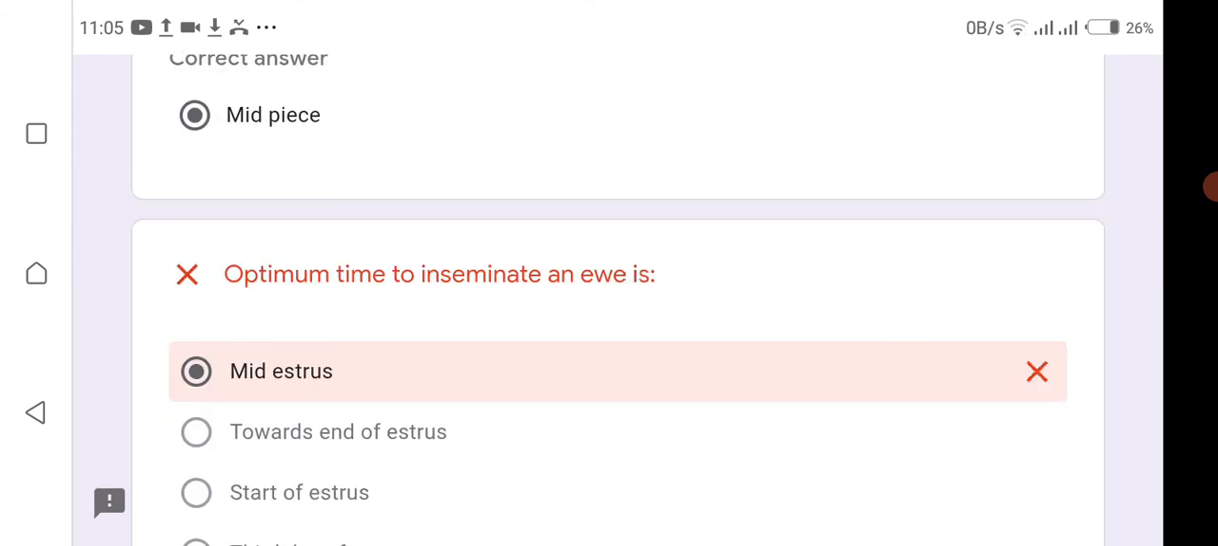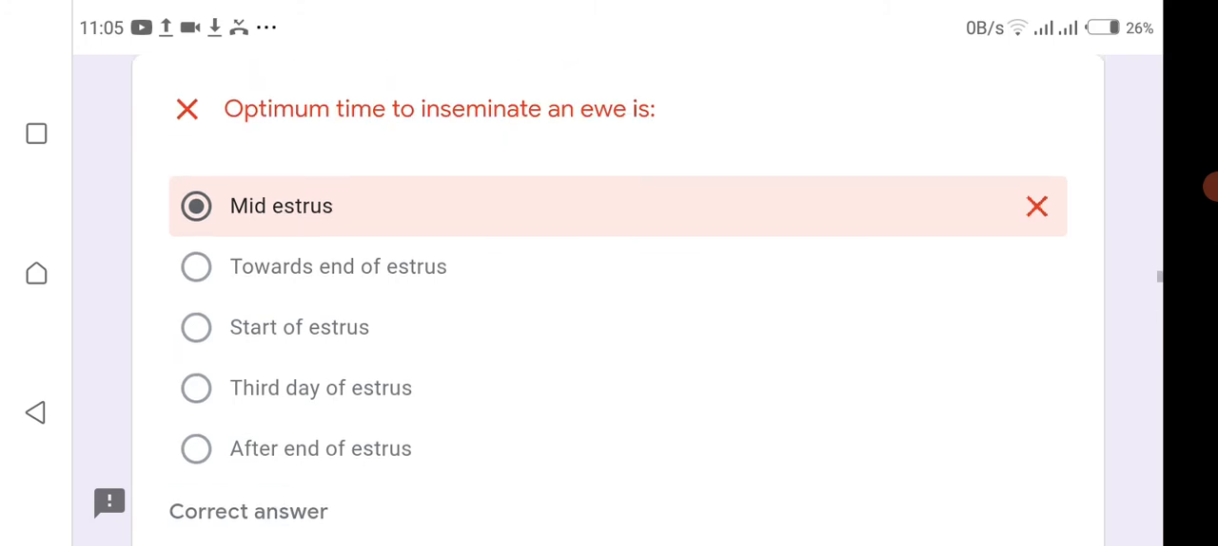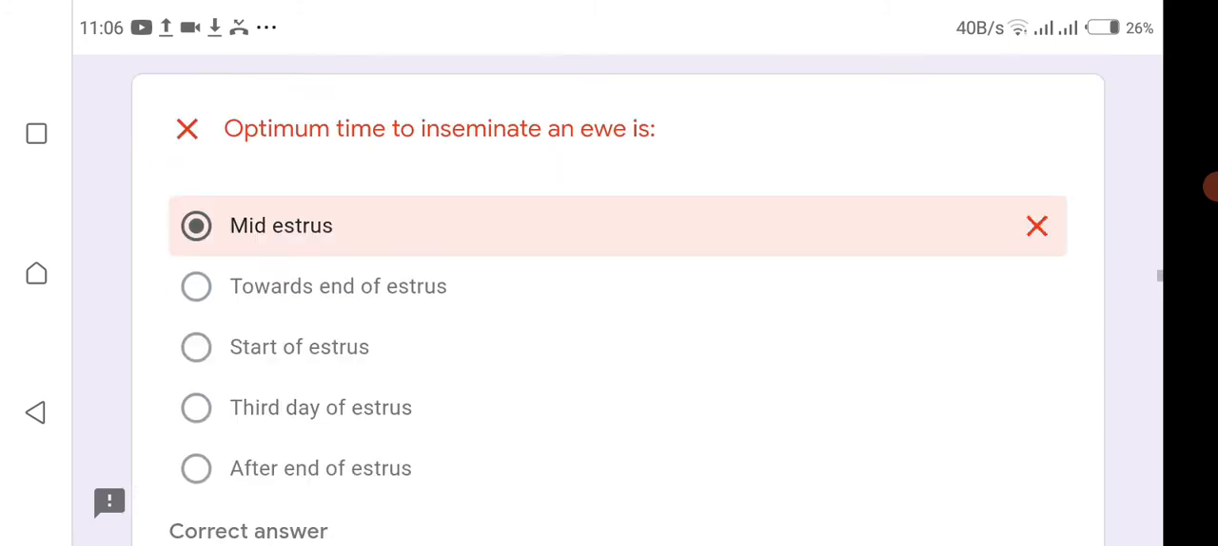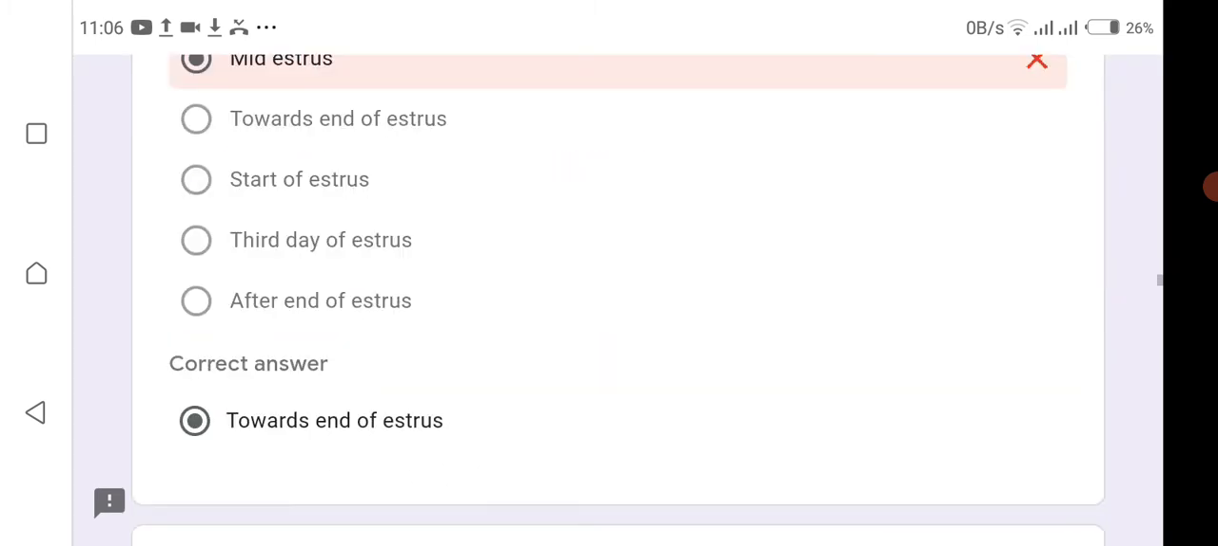Optimum time to inseminate a ewe is towards end of estrus. Mare inseminated at end of estrus. At end of estrus, mare is inseminated.